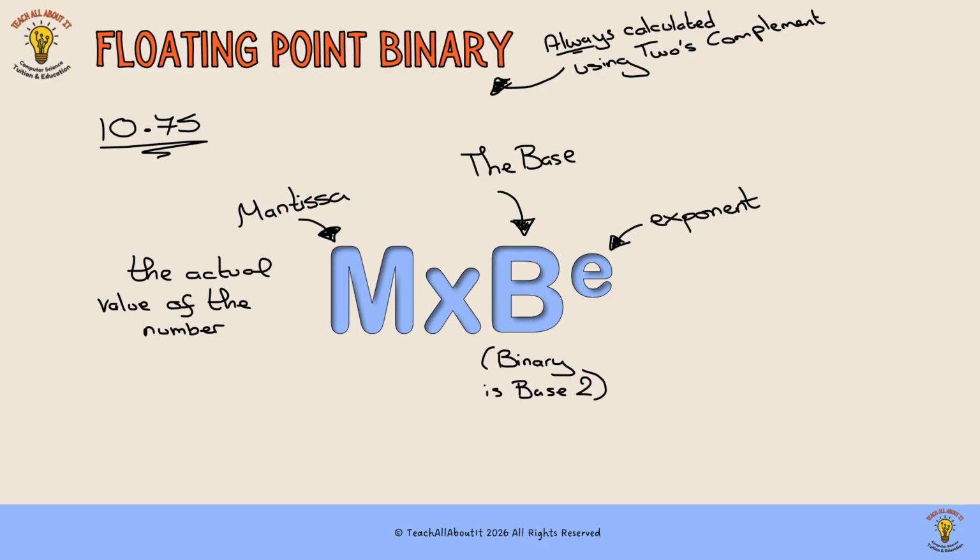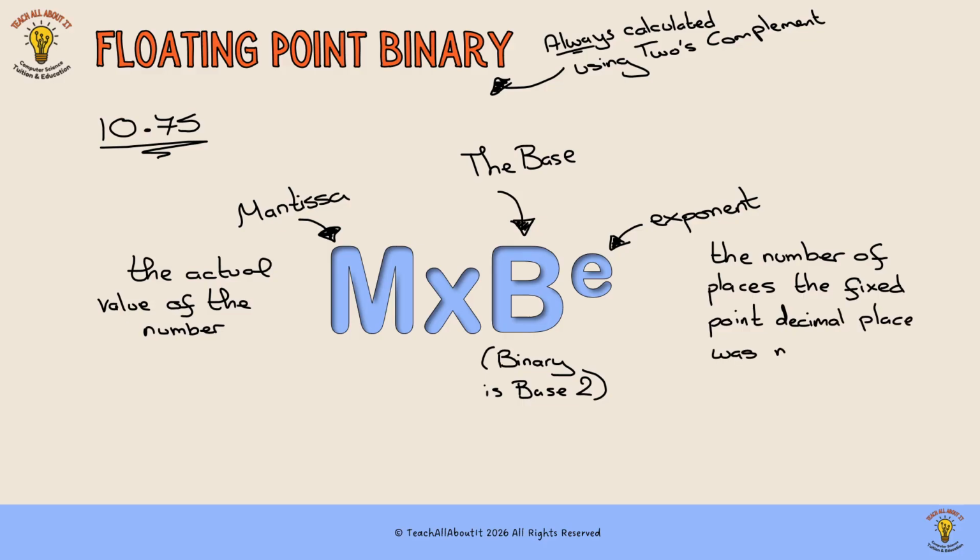The exponent is there to show us how many places we have moved our decimal place from its fixed point decimal representation in order to create a floating point binary number where our decimal point is always inferred at the beginning. Now that probably sounds absolutely horribly complicated until you see an example.